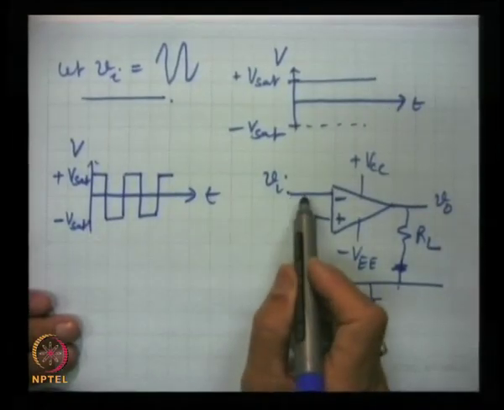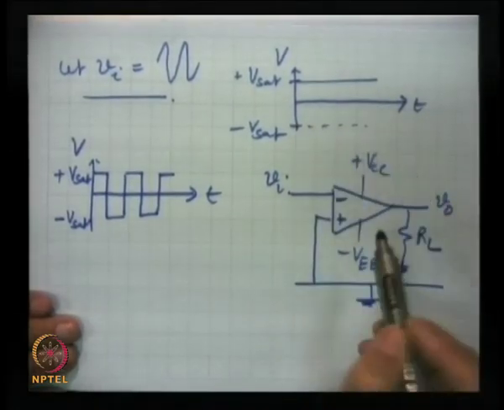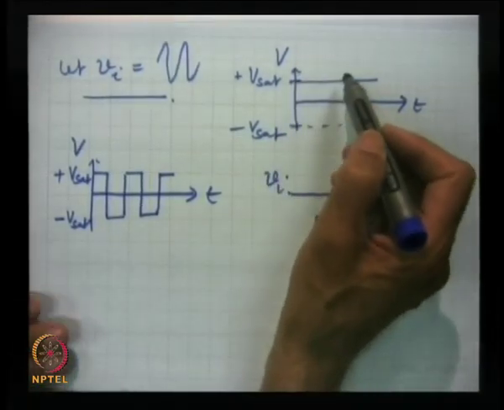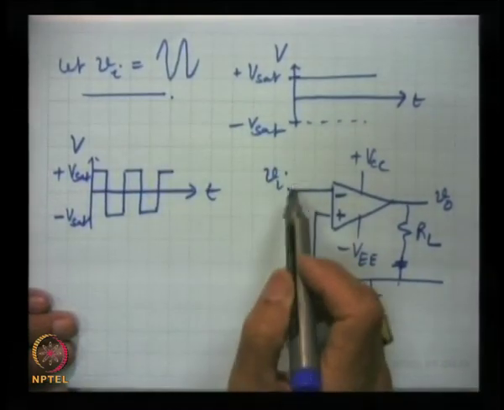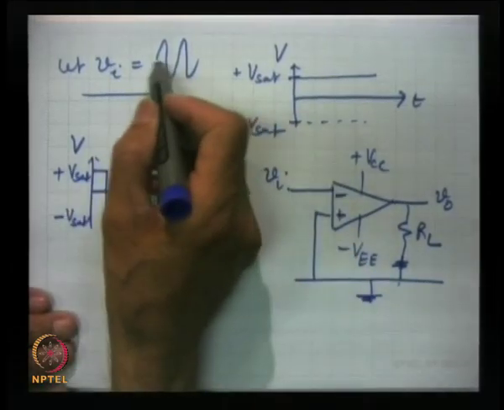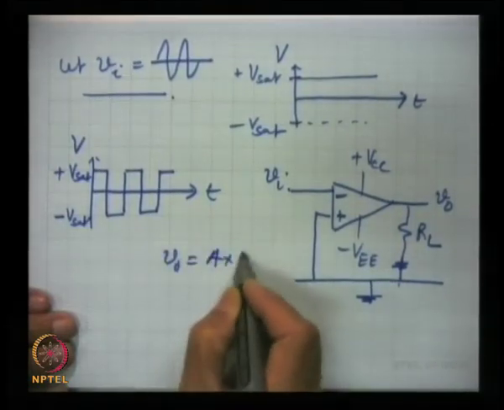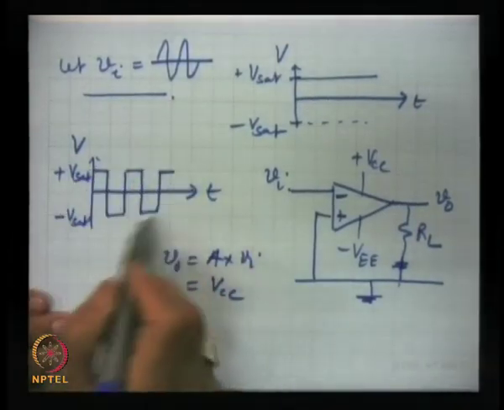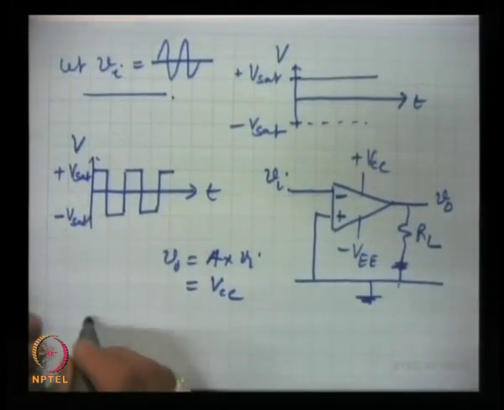If it is DC, if we apply a positive voltage, it will saturate at minus V sat, and if it is negative voltage, it will saturate at plus V sat. And if we apply a sinusoidal signal, and if A into Vi exceeds Vcc, then it will produce a signal at output, a square wave with inversion. That means it will be like this.